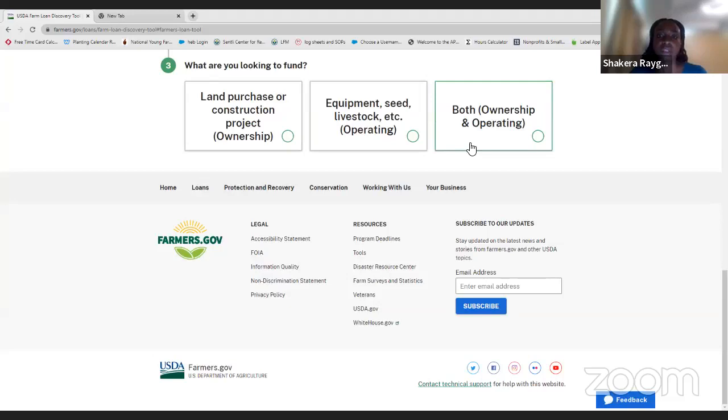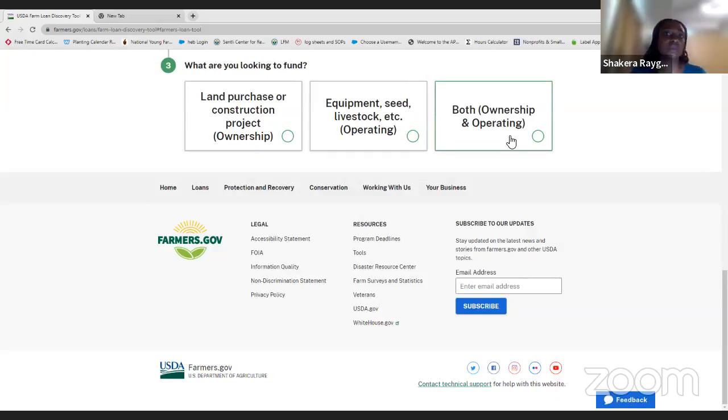So what are you looking to fund? You can use FSA loans to buy land, or you can also use it for a construction project. So that will fall into the ownership area. You can use it for equipment, seeds, etc., kind of like all your basic supplies and materials you need for operating. And you can apply for both. So we're going to select both so we can get the most information.